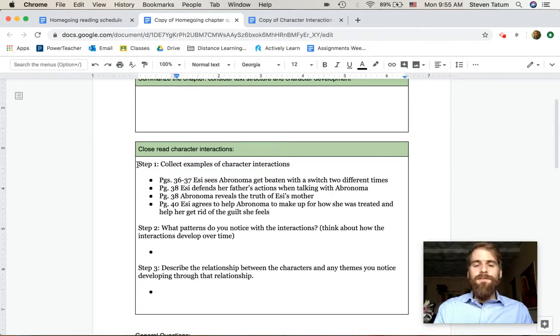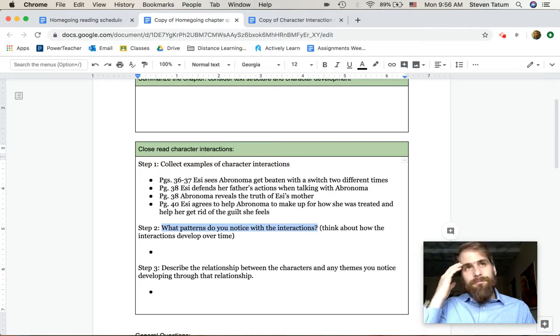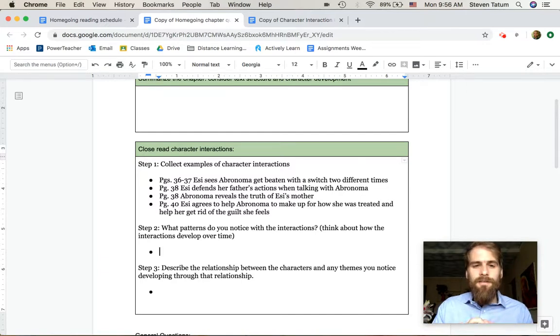So step 1 of this strategy is just to collect details of interaction while you're reading. Step 2 is to look back at those details and ask yourself what patterns you noticed with those interactions. Think about how they change or what the dynamic looks like. And when I look back at these, this is just up to your interpretation, so give it a shot. This is the meaning-making part of this activity. So let me think here.